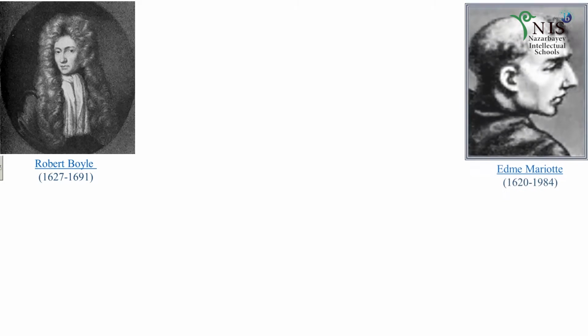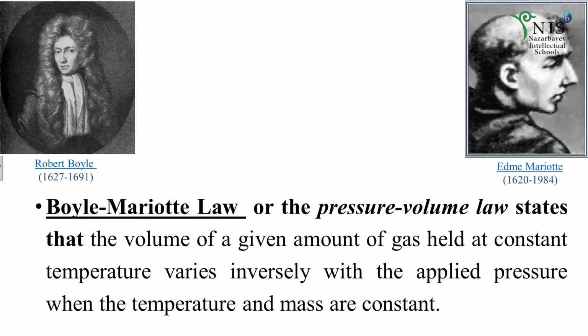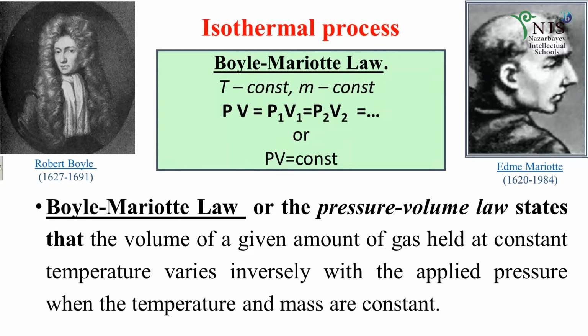One of the main empirical ideal gas laws was established in 1662 by Robert Boyle and independently in 1676 by Edme Mariotte. Therefore, this law is known as the Boyle-Mariotte law. This law states that the volume of a given amount of gas held at constant temperature varies inversely with the applied pressure when the temperature and mass are constant. Mass being constant means that the number of moles in the gas is constant.